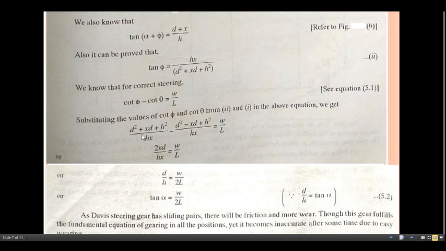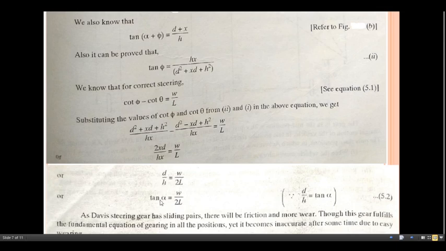What do we get here? You can get d square plus xd plus h square, the base is common, minus d square plus xd minus h square. Whatever terms get cancelled, just cancel them. Here d square and h square get cancelled. What about the remaining ones? xd plus xd means 2xd divided by hx. This term will remain as it is, w divided by L. If you look at this relation, x gets cancelled. What do we get here? d divided by h equals w divided by 2L.